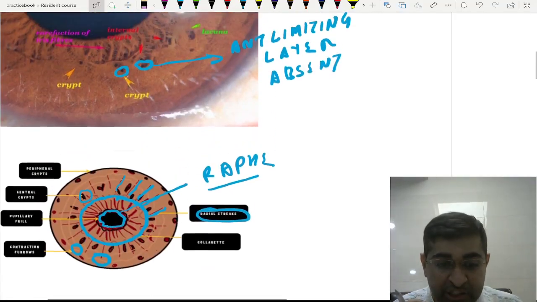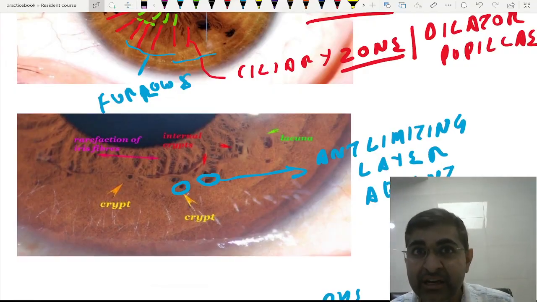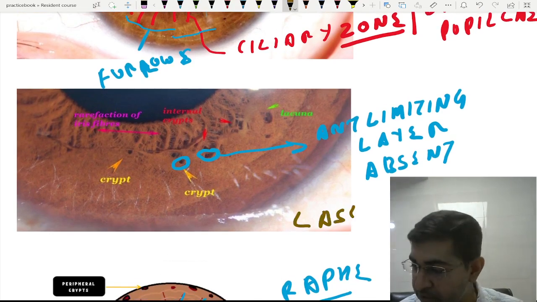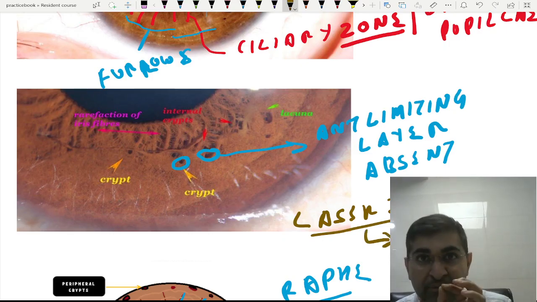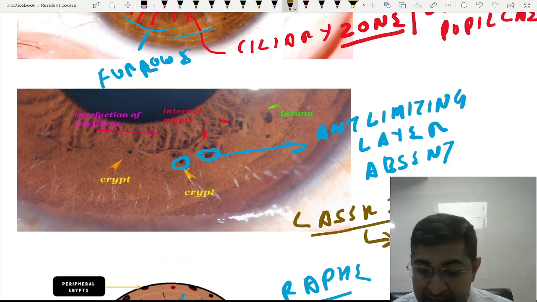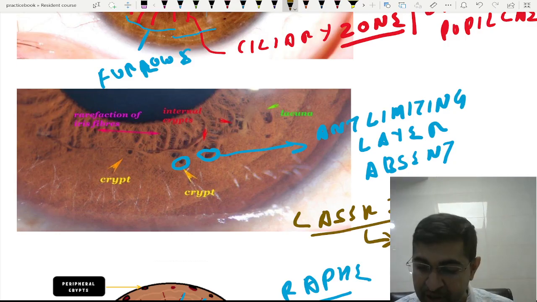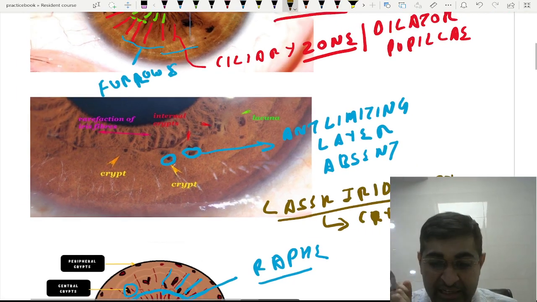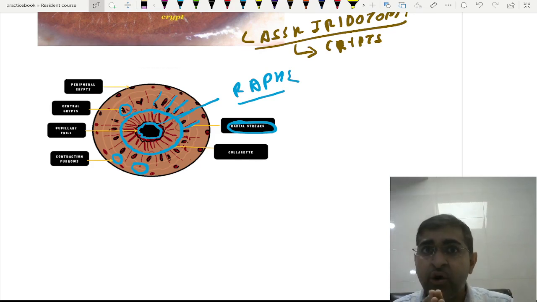Now I told you that at the crypts area there is absence of one layer, which is the anterior limiting layer. So whenever I want to do laser iridotomy, which is done in primary angle closure glaucomas, it is preferentially done in the crypts area because it is easy to laser that area. You have to identify the crypt, then fire the laser, right? So this is the basic understanding of the iris.